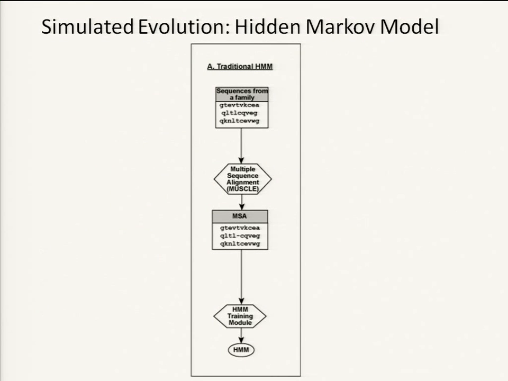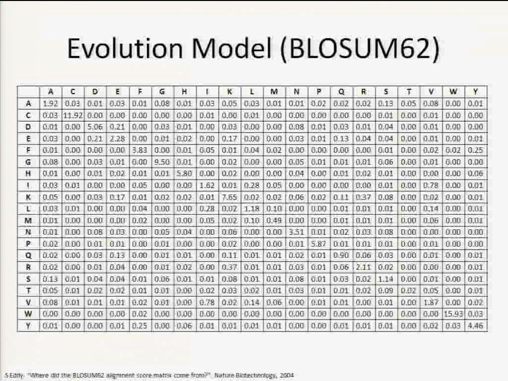So here's the traditional method to construct an HMM. You start with a set of sequences from a family, pass it through multiple sequence alignment using the program MUSCLE, which creates a multiple sequence alignment, or MSA. Then pass the MSA through the HMM training module. We use a program in our experiments, and this is the HMM. Now we incorporate simulated evolution in training.